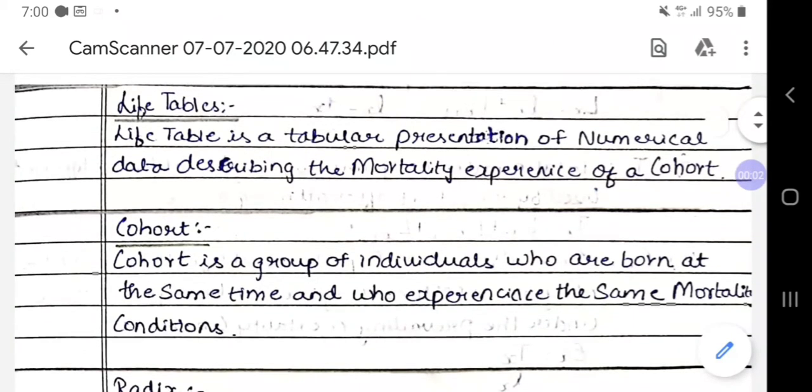Good morning, everyone. Today in Vital Statistics, the last topic is the life table. So for that reason, I'm doing the class very briefly. It is not that important for your exam also.